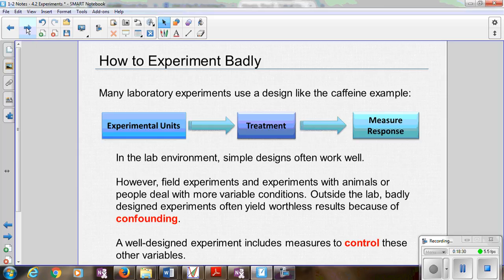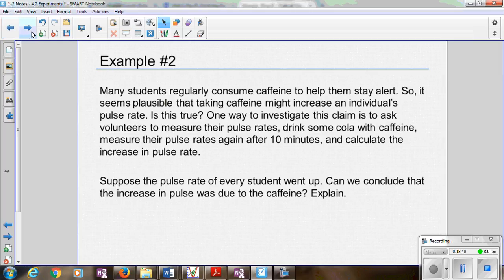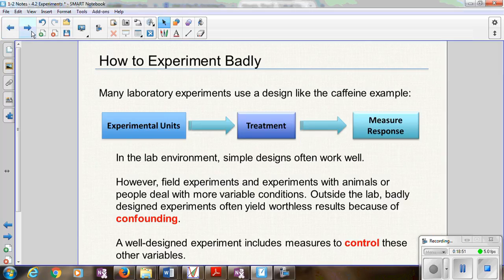So one of the things that you have to be careful of is how to experiment badly. This would be a very oversimplified way to take an experiment, where you have your units, you apply a treatment, and then you measure the response, like we did in the pulse rate, like drinking caffeine and then seeing if there's a difference. In the lab environment, simple designs can work because there's nothing else affecting.